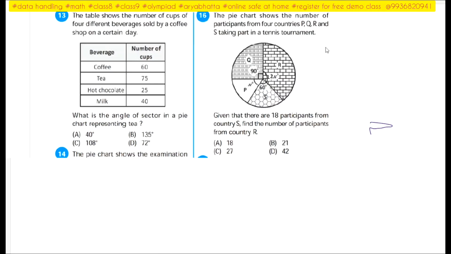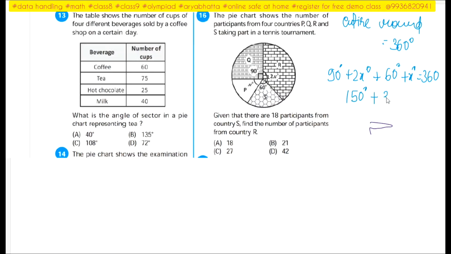If we apply the properties of a circle, I know the entire round of a circle is how much? 360 degrees, right? So 90 degrees plus 2x degrees plus 60 degrees plus x degrees is equal to 360 degrees, right? So it will be 90 plus 60, so it is 150 degrees plus 3x degrees is equal to 360 degrees. Or I can say that 3x degrees is equal to 360 minus 150. Tell me the value, 360 minus 150 degrees. Tell me the value, beta.